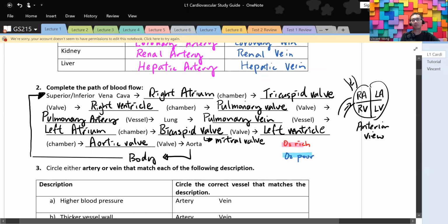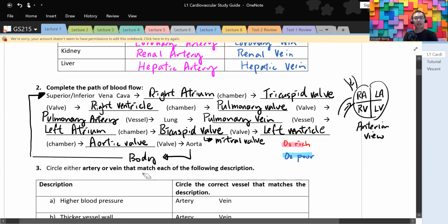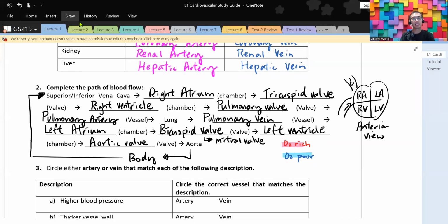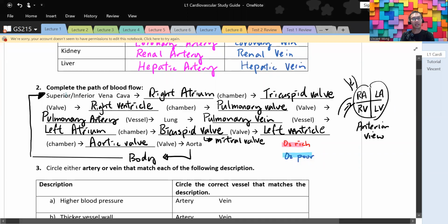Okay, so some vessels, some chambers are going to be carrying oxygen rich blood, others will be carrying oxygen poor blood, and we have to know which is which, right? So having gone through the body, the oxygen has been deposited in your tissue, and so when it's going back to the heart, it is going to be oxygen poor. Okay, so the superior vena cava and the inferior vena cava will be carrying oxygen poor blood, and it will continue to be oxygen poor until you get to the lungs, right?